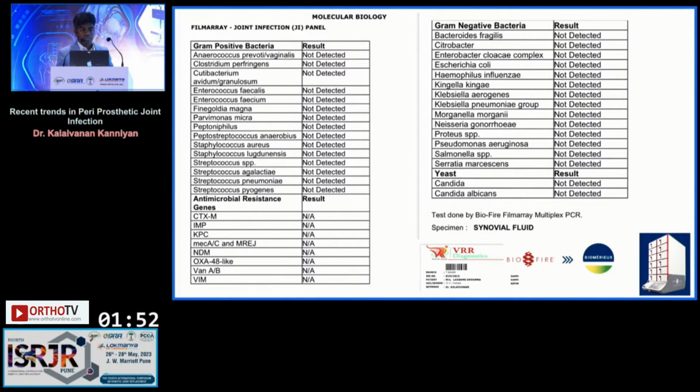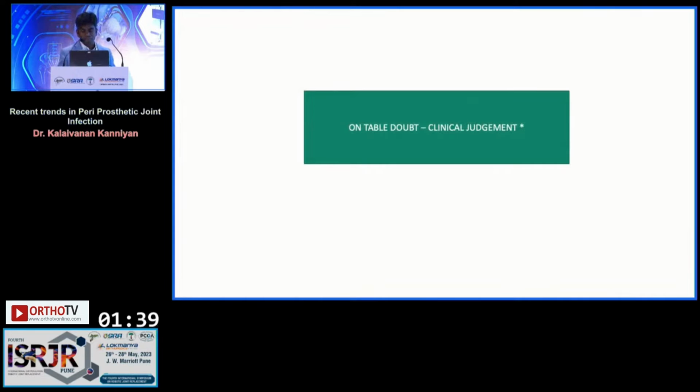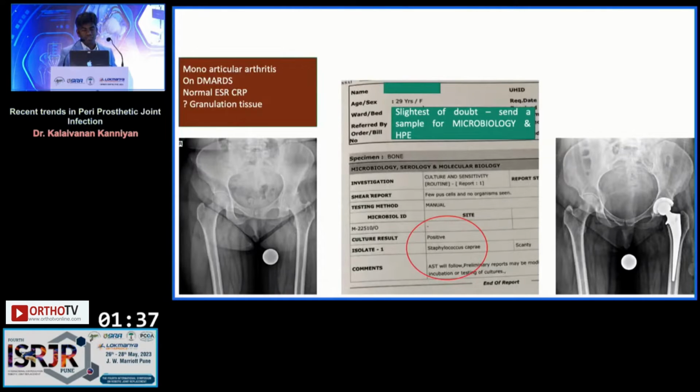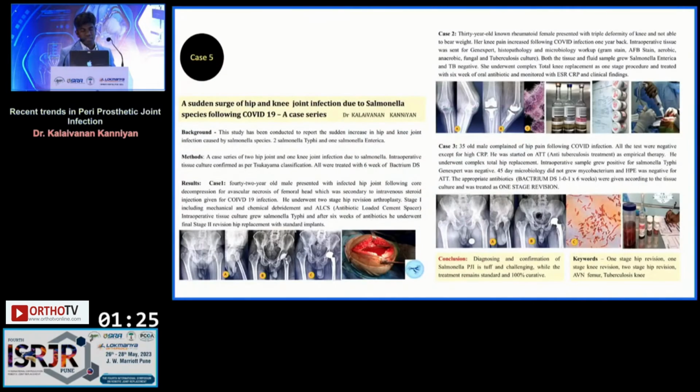This is what you get as the result at the end of the BioFire: all the organism names will be written, and whether you are able to isolate. For the 5 cases we have done, so far we have not got anything specific. The on-table doubt and clinical judgment are more important, because this patient was straightforward, ESR-CRP everything was normal. We planned for a THR, but intraoperatively there was granulation tissue. We sent it, and it grew Staphylococcus. She completed 2 months of antibiotics and she is free.